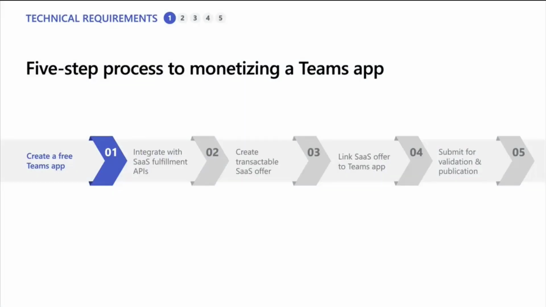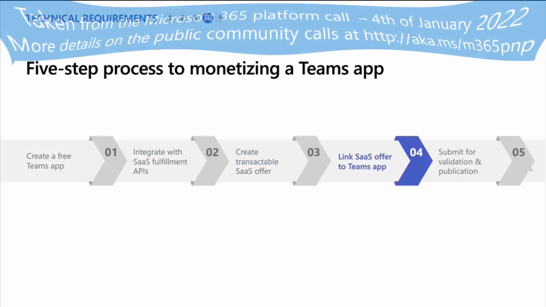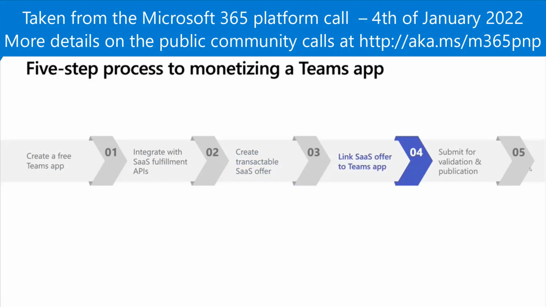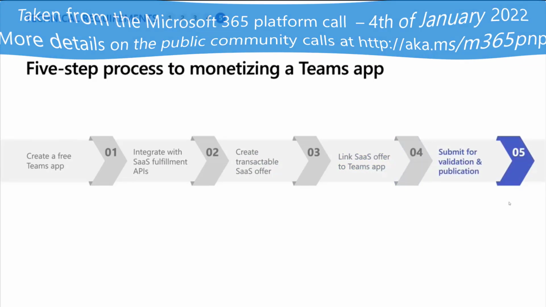From a high level perspective, there's 5 steps. Create your free Teams app, you integrate with your SaaS fulfillment APIs, you create that transactable offer in Partner Center, you link that transactable offer in Partner Center, and then in the Microsoft Teams Dev Center, you submit for validation, and then you're good, you're live.